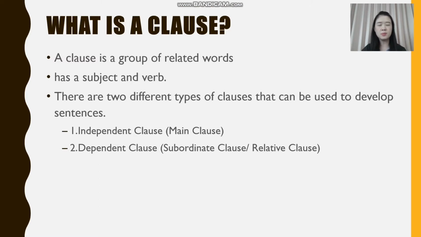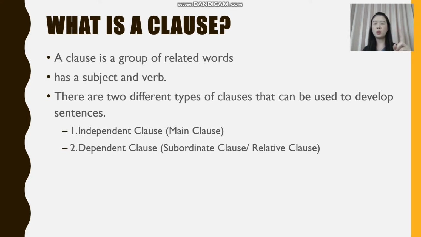Can you guess? Well, a clause is a group of related words. And here is the point. We have both a subject and a verb in a clause, but there are some differences between each type of clause, okay? And there are two different types of clauses that can be used to develop sentences. So primarily, we have to say that clauses can be divided into two ways.